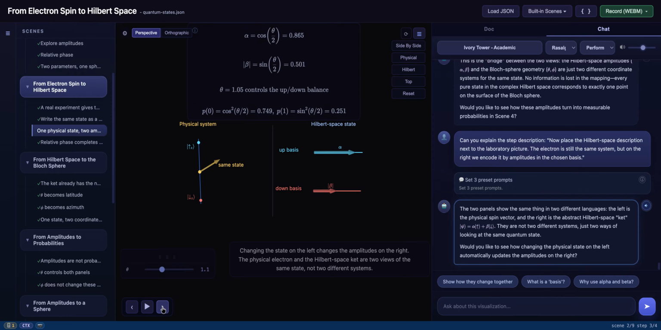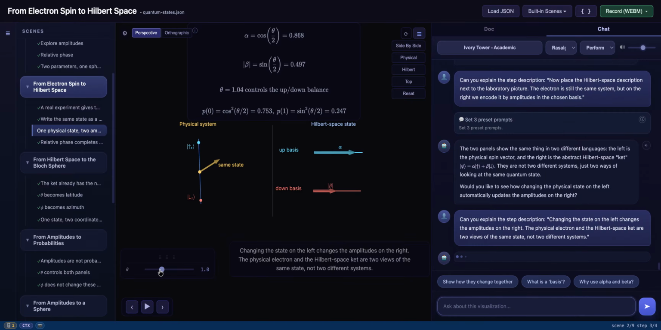Would you, perchance, care to witness how alteration of the physical state, as portrayed on the left, automatically updates the amplitudes on the right?